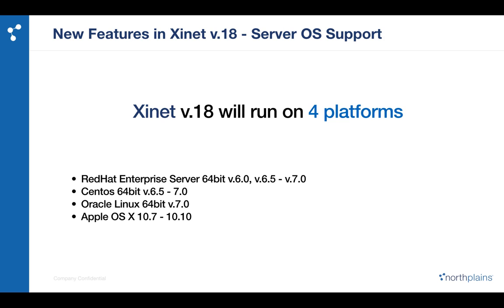So, we're going to be focusing on the primary Linux operating systems that we see reflected in our license issuing. So the Red Hat Enterprise Server versions 6, 6.5, and 7. CentOS, which we introduced in 17.6, with 6.5 and version 7. Oracle Linux is now on our supported list for version 7. And then the Apple OS 10.7 through 10.10.